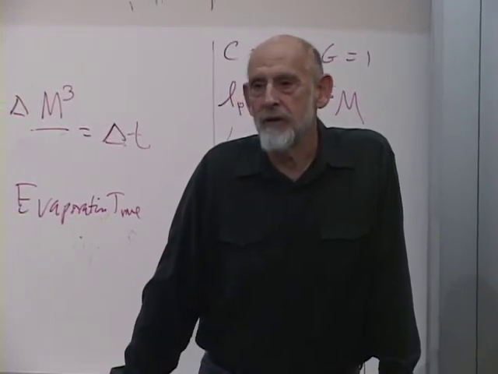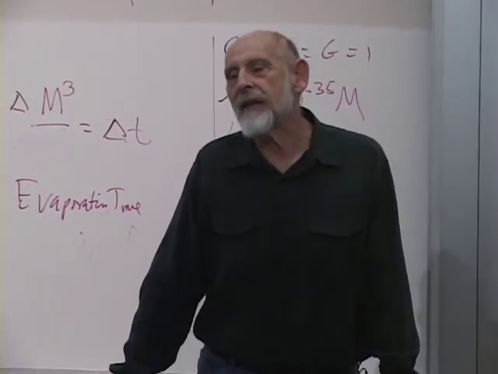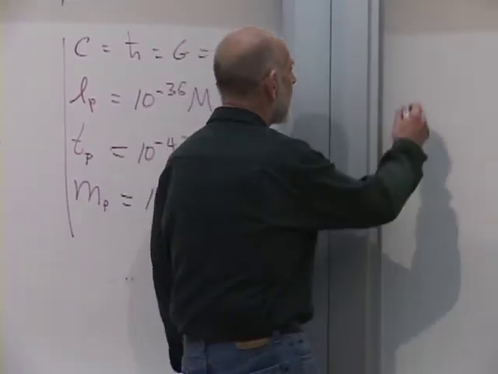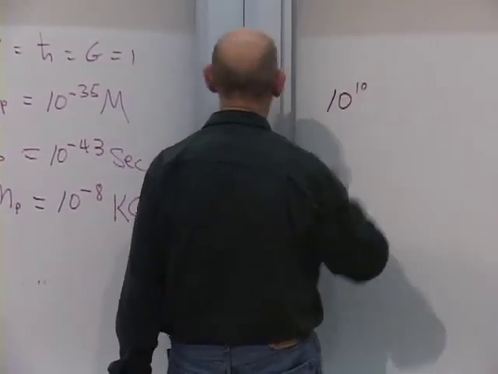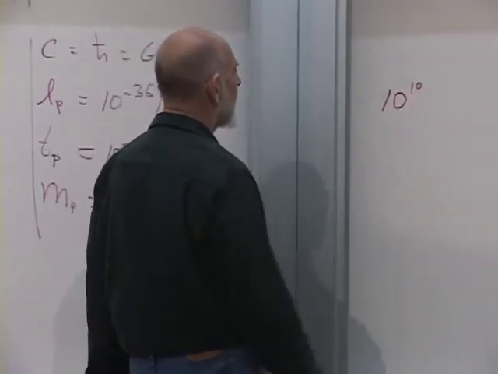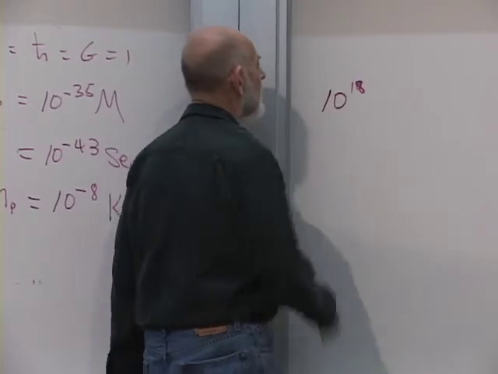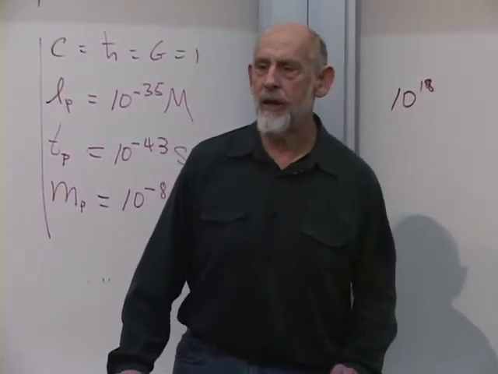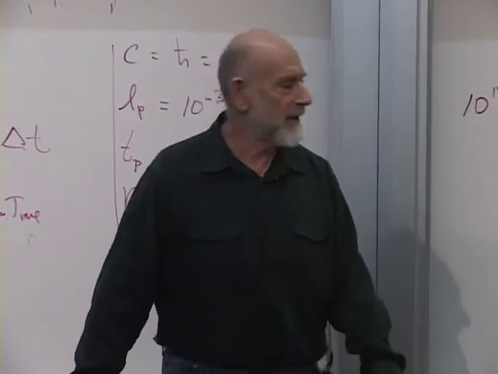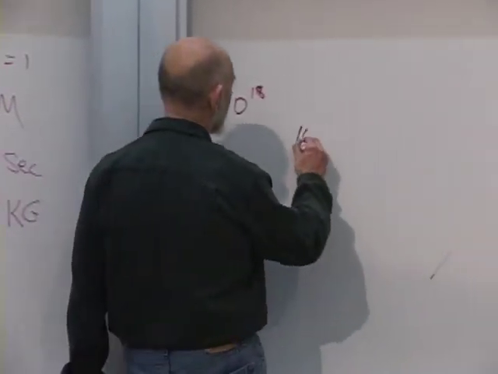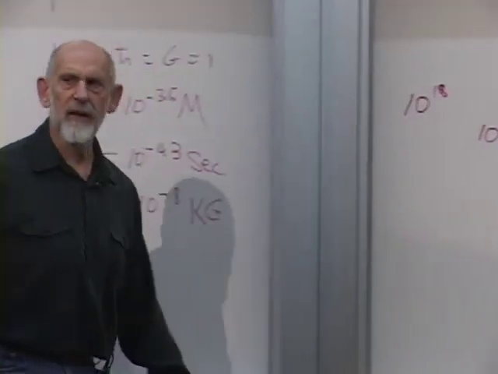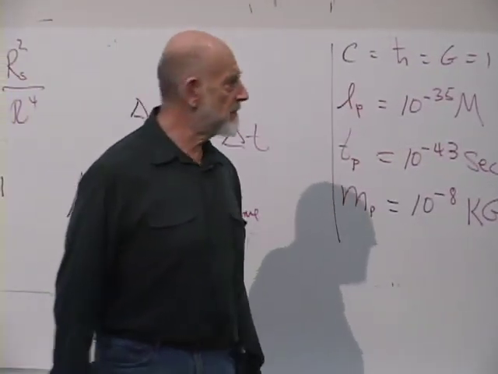So 10 to the 10th. Let's say 10 to the 10th kilograms is how many Plancks? 10 to the 18th Planck. Now, 3 times 18? 10 to the 54. That's 10 to the 54 Planck times.